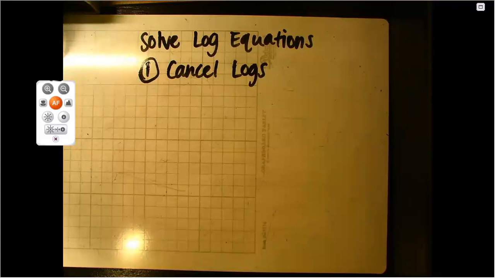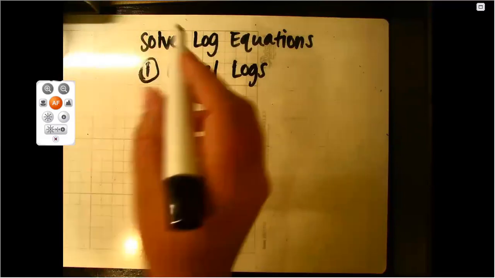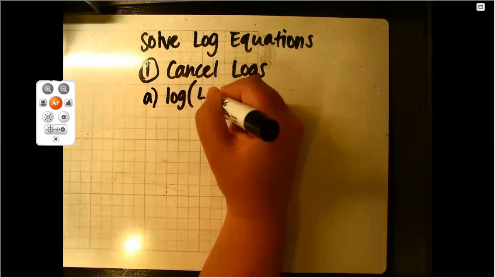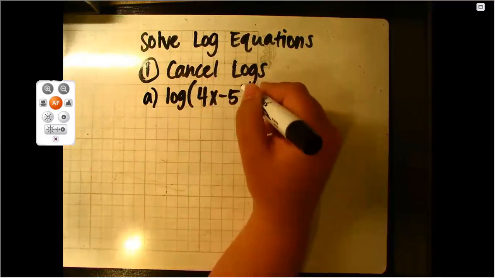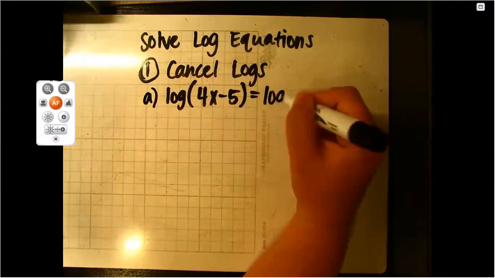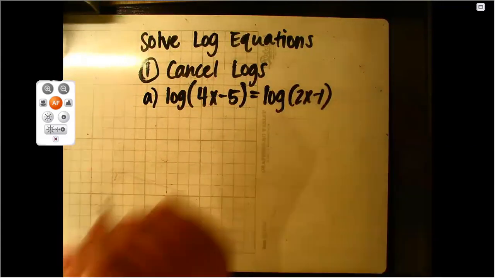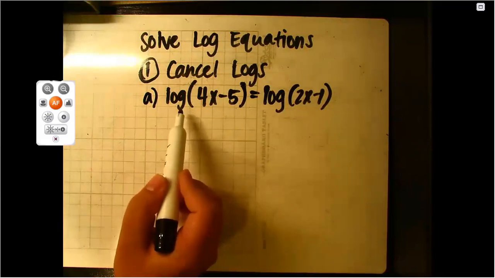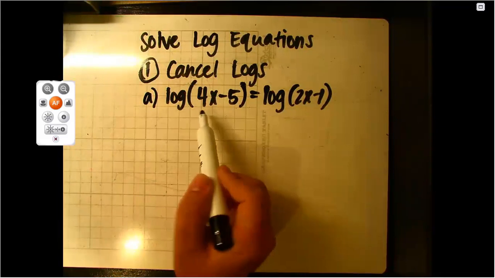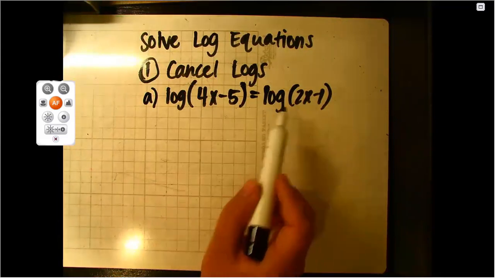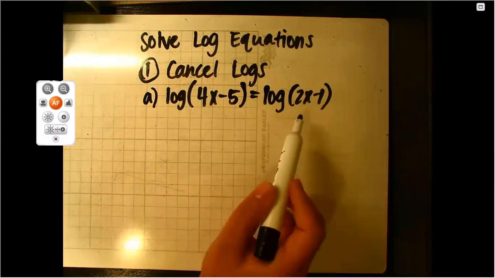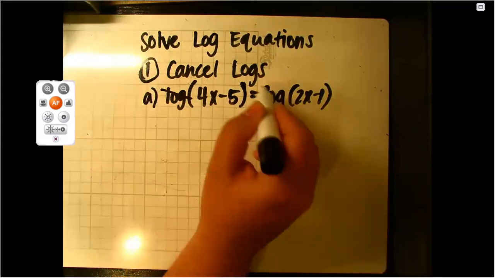Well, now if I'm canceling logs and I can get down to the same log on both sides, then I can cancel them out. So for example, we have log of 4x minus 5 equals log of 2x minus 1. All right, so I have log, remember base 10, because there is nothing written there, so it's our common log. So I have log base 10 of 4x minus 5 equals log base 10 of 2x minus 1. Well, because the logs are the same, if I have log of something equals log of something, those somethings have to be the same. So I can cancel out the logs.